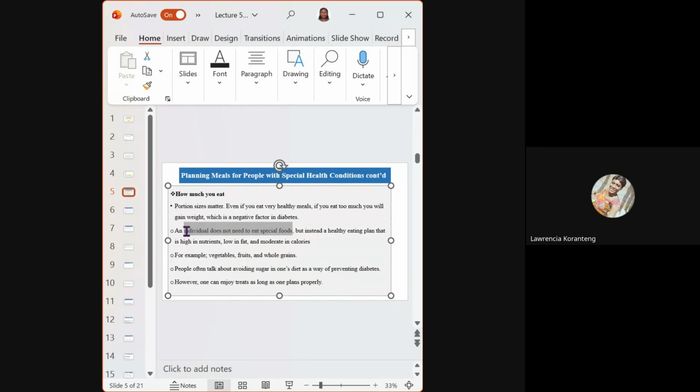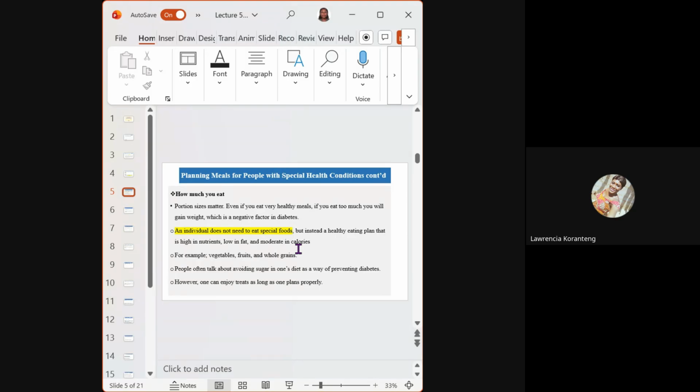Whenever somebody is talking about diabetes and they're saying they don't know what to eat, just tell them that you don't need to eat any special food, but instead a healthy eating plan that is high in nutrients. So there are no special foods for diabetics. You will not get them anywhere. Whatever we are eating is whatever they should also eat, but you should know what they should eat, when they should eat it, and how much of it they should eat. But they should eat more fruits and vegetables and whole grains because they need what? Fiber. Remember, we talked about fiber, that it doesn't contribute to your blood glucose level because it is not digested in the stomach, but it is fermented in the gut. So it doesn't release any sugar to you.